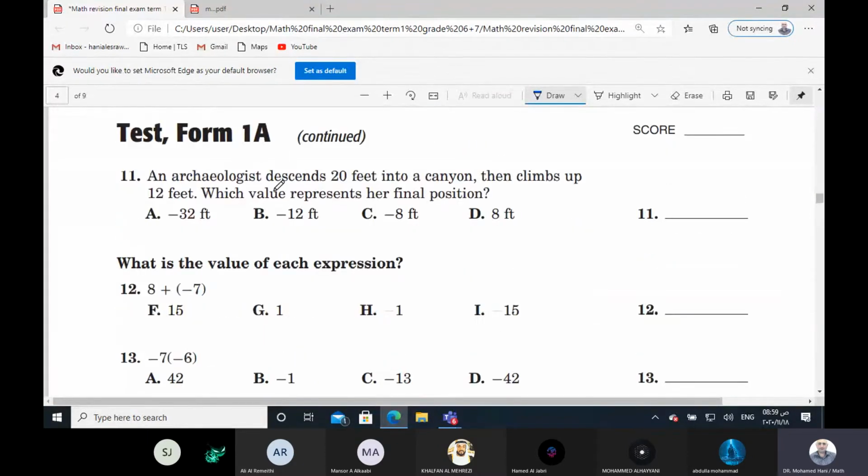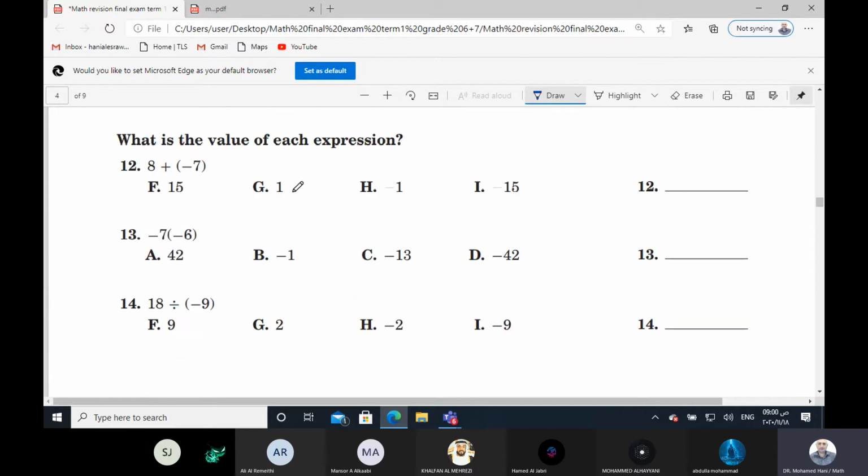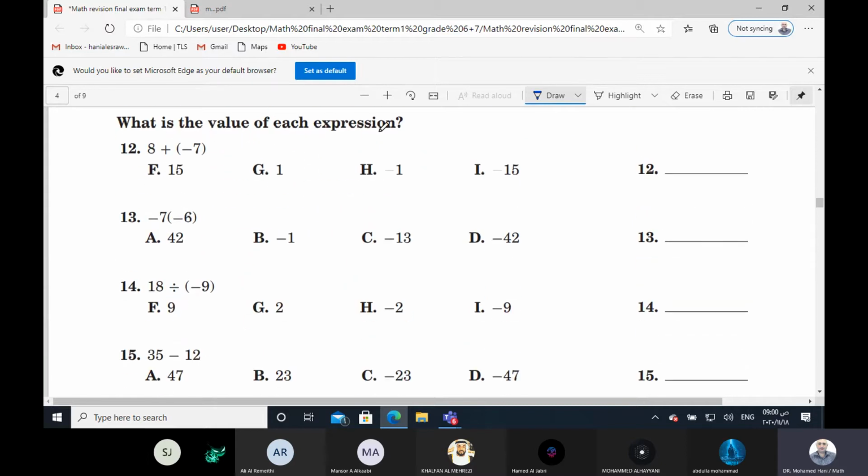Here is the same idea. Now, what is the value of each expression? We have here 8 plus minus 7. What is the answer? It's 1, because here we have different signs. So the rule says take the sign of the bigger number, positive, then do subtraction between them. 8 minus 7 will be 1.